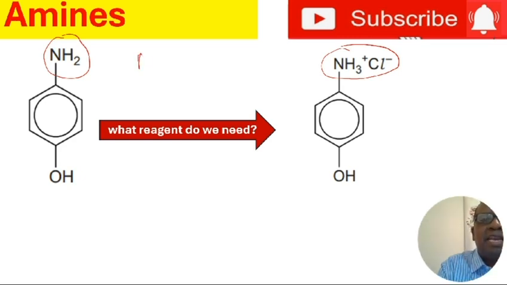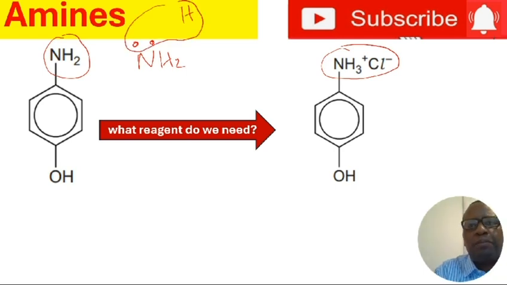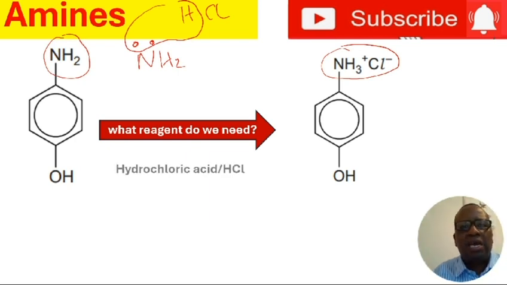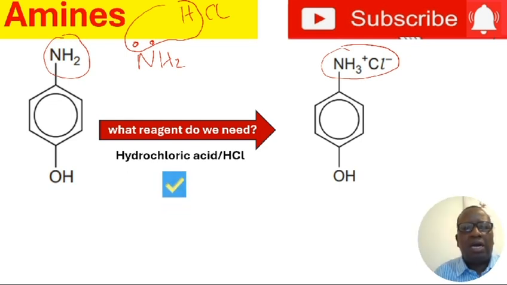Remember, the NH2 can act as a base. What is a base? A base is a proton acceptor. So probably there is a dative covalent bonding there, and you have accepted an HCl there. So the reagent that we must have added, we have added 1 H plus a Cl. So the reagent that we must have added there is hydrochloric acid. Well done.